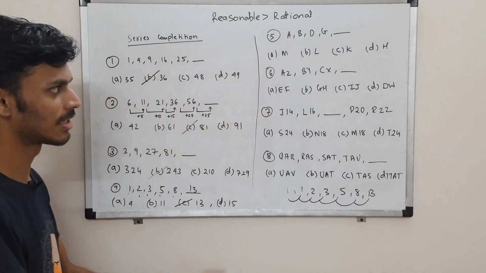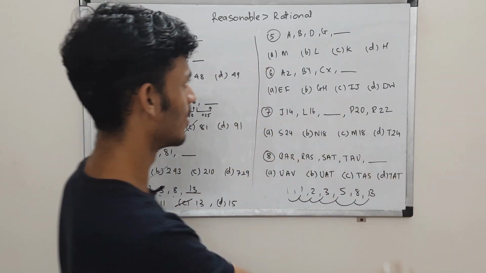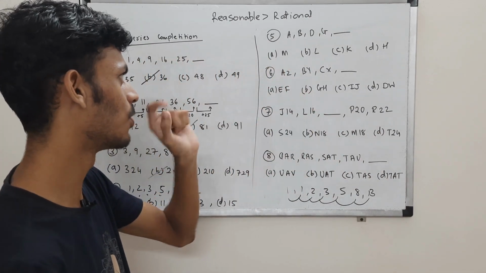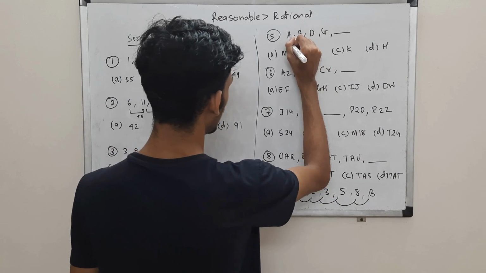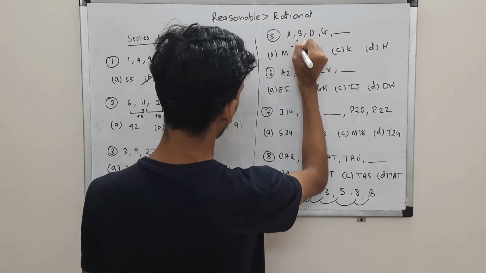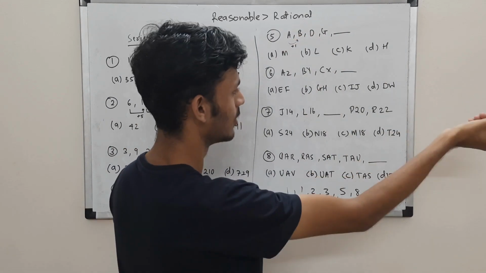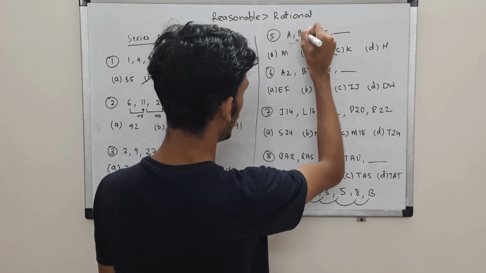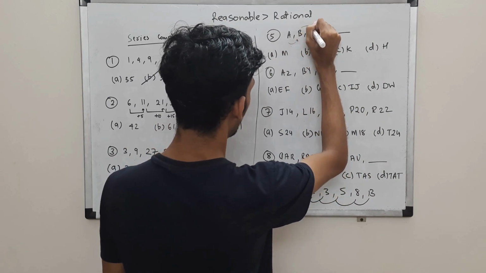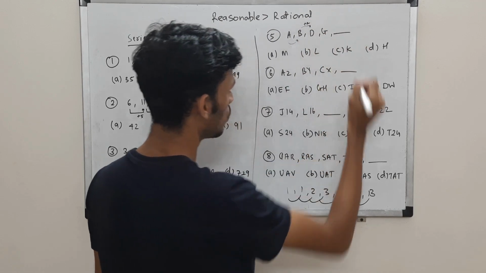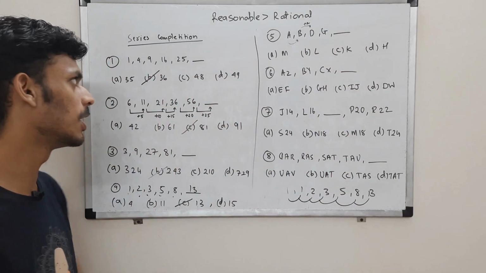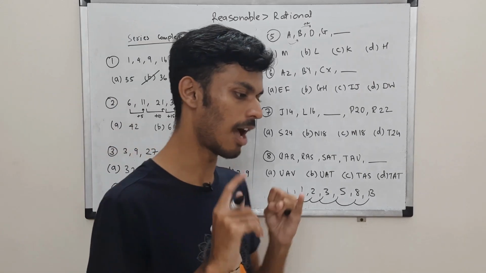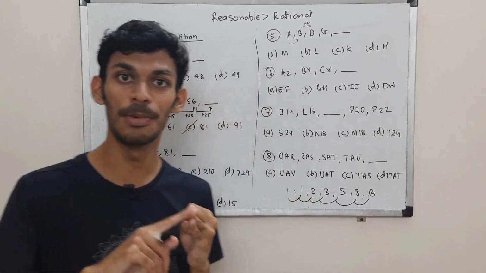Done with the numbers, let's come to letters, and letters and numbers. Here we have A, B, D, G. Again we can see the difference. A to B, you just go to the next term. Then skip 1: here we have skipped C, go to D. Then after D we have E, F, G.